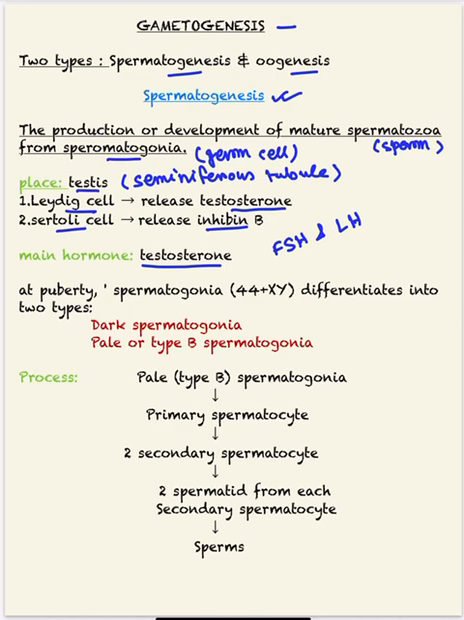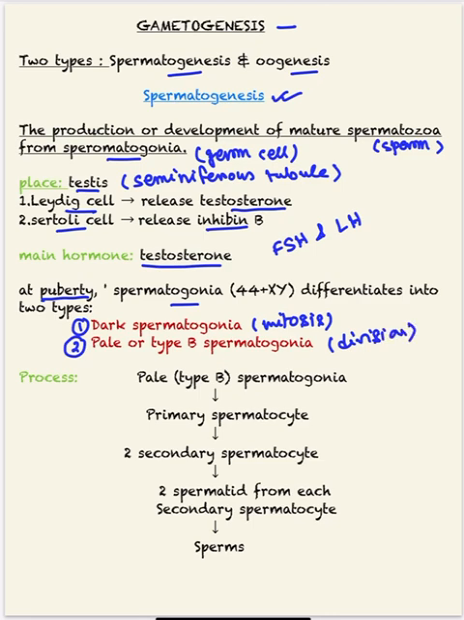When the process occurs, it occurs at puberty. At puberty, spermatogonia differentiates into two types. One is dark spermatogonia and two is pale or type B spermatogonia. The dark spermatogonia keeps undergoing mitosis and they act as a storage system of spermatogonia. So they don't undergo meiosis, they undergo mitosis only and store the spermatogonia. And the pale or type B spermatogonia goes into division.